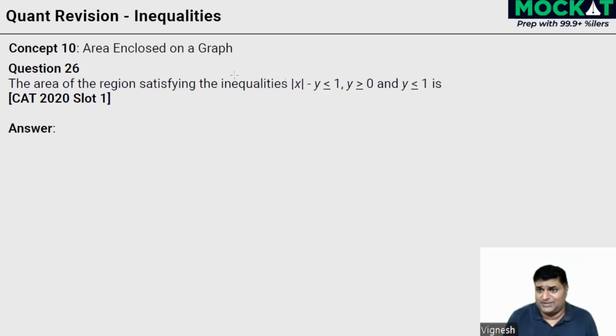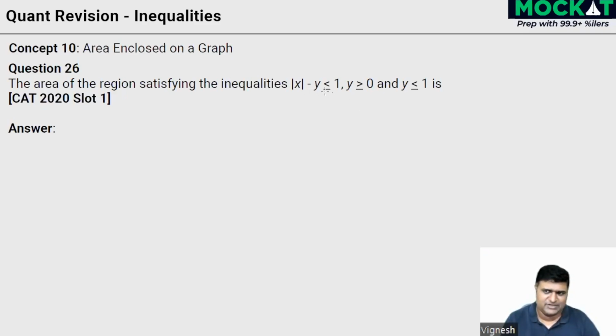The area of the region satisfying the inequalities, mod x minus y is less than equal to 1, y is greater than equal to 0 and y is less than equal to 1. So y has to be between 0 and 1, so that we need to remember here. Y has to be between 0 and 1.